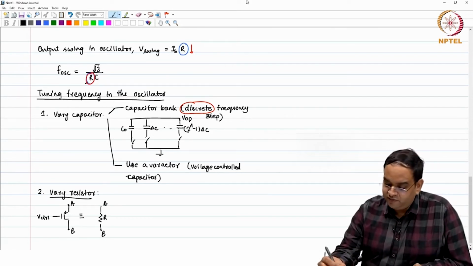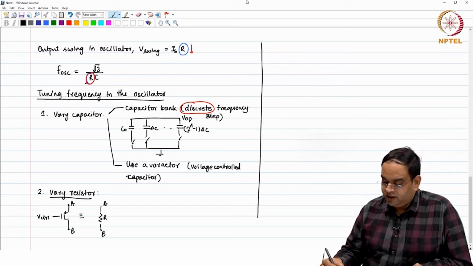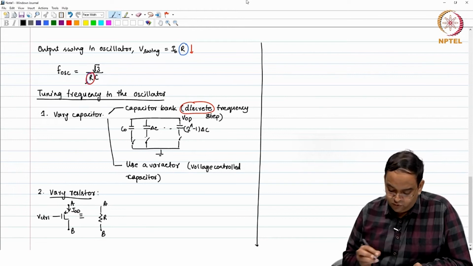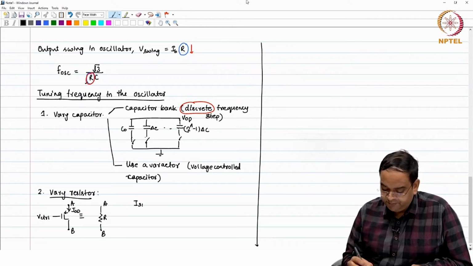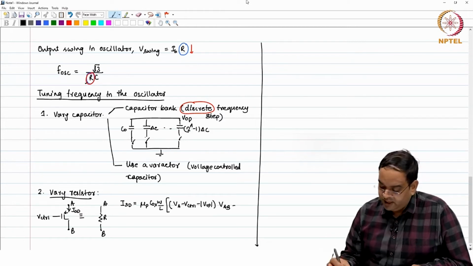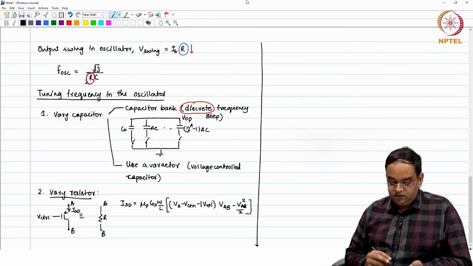So, how do we find the MOSFET for a given resistor? Well, if you have a current ISD flowing through a PMOS, then ISD is equal to mu p times Cox W by L times (V A minus V control minus mod VTP) times VAB minus VAB square by 2. This is the current flowing through the MOSFET.